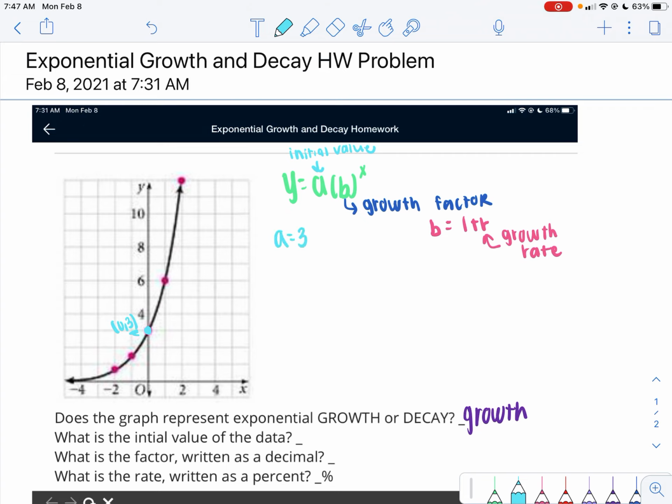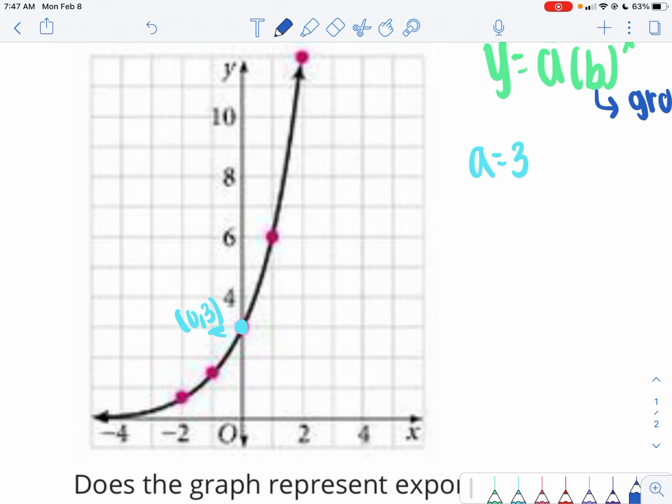Now, what else we need to figure out is the b. We talked about this briefly in class on Friday, but if we want to find b, our growth factor, we need to find points that have consecutive x values. For example, 0 and 1. These are consecutive x values, so we're going to find the points. We already found (0, 3), and then we have (1, 6). These points have consecutive x values. They're right next to each other.